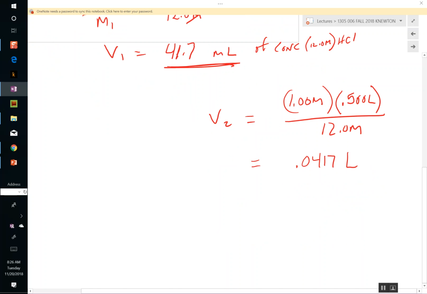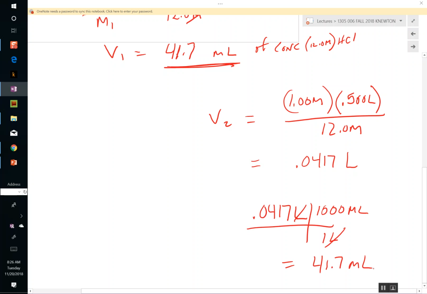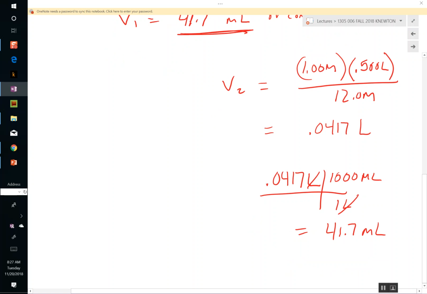And so what I'm saying, you can do this problem in liters or milliliters. You just have to know what the unit is of your answer. Because we got 0.0417 liters, and if I wanted to convert that into milliliters, right? And why would I want to convert it into milliliters? Well, I'm going to go over into the lab and make this solution.